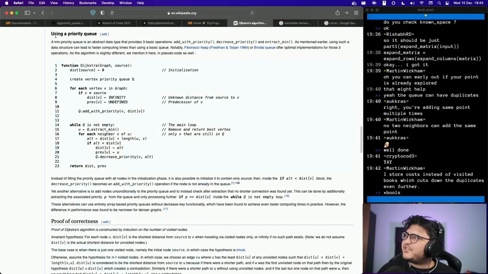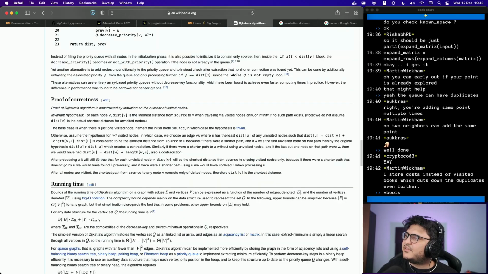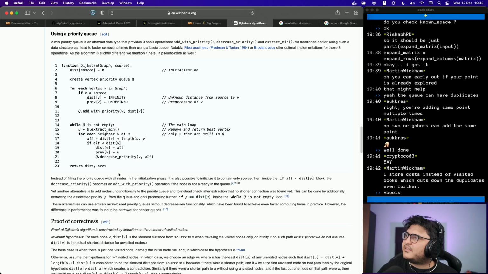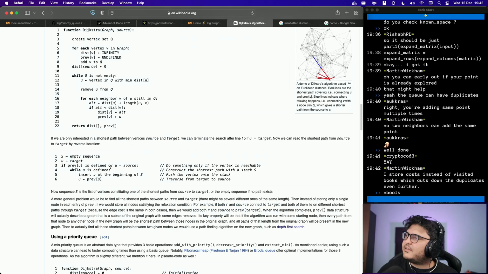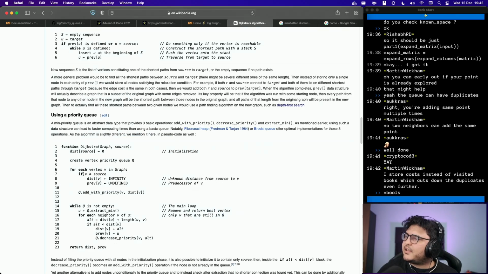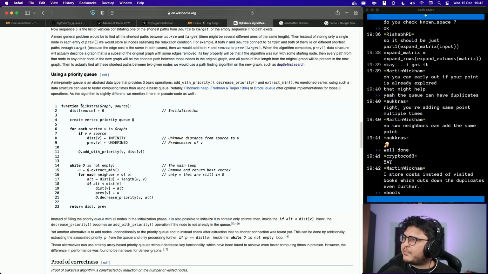What are these explanations? Oh wait. Oh, this is a pseudocode without the priority queue. Oh, this is a normal queue. That's why it's giving extra information. Okay, sorry. Using a priority queue. Is this any better?